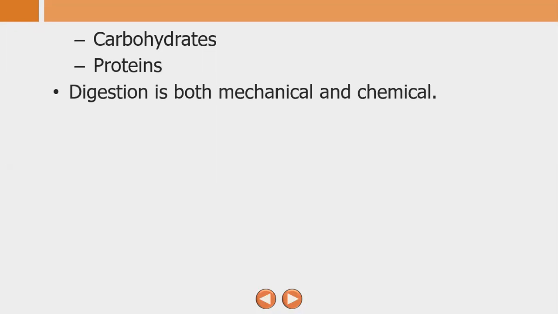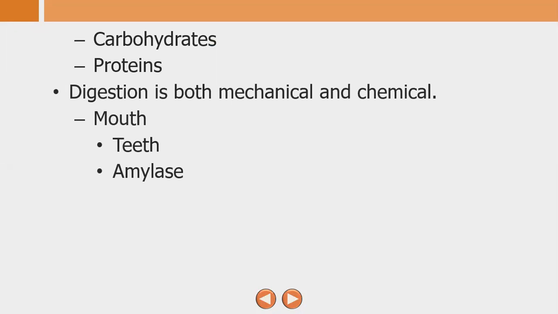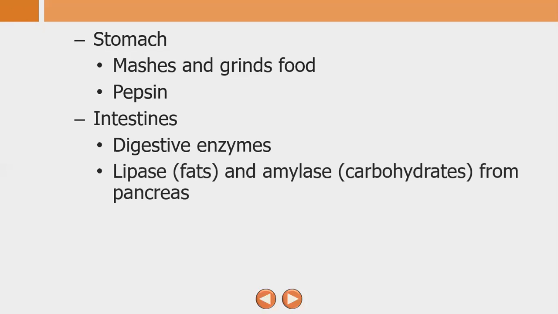Remember, digestion can be both mechanical and chemical. I gave you examples of both of those. Your teeth, that's mechanical, they chew up your food. Amylase is in your saliva, that's chemical. There's others, gastric juices in your stomach. It churns up, it does both mechanically and chemically. In your stomach it mashes and grinds food, and pepsin is a chemical that breaks it apart. So you have mechanical and chemical digestion going on. Again, same thing in your intestines.